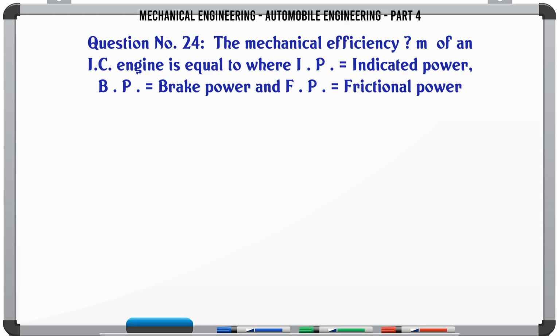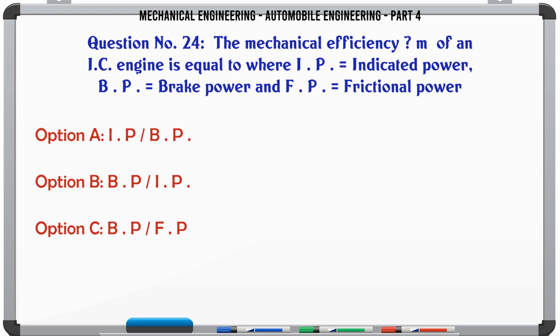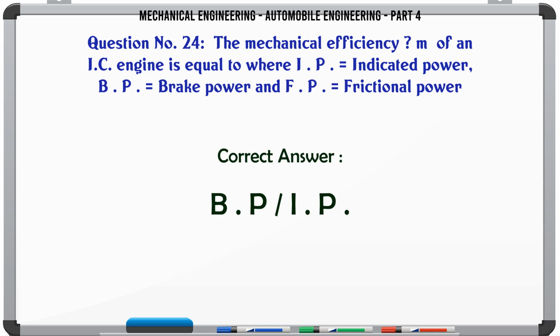The mechanical efficiency of an IC engine is equal to, where PI is indicated power, PB is brake power, and PF is frictional power: A. PI over PB, B. PB over PI, C. PB over PF, D. PF over PB. The correct answer is B, PB over PI.